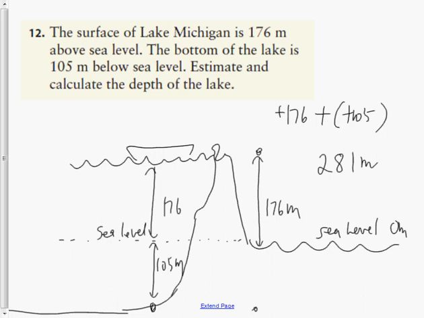Okay? Now, the hard part to this question is not finding the answer. Finding the answer was easy. The hard part was realizing that this was the math that needed to be worked out, right? The difference between the lowest part of that, which was -105 below sea level, and the highest part. Okay?